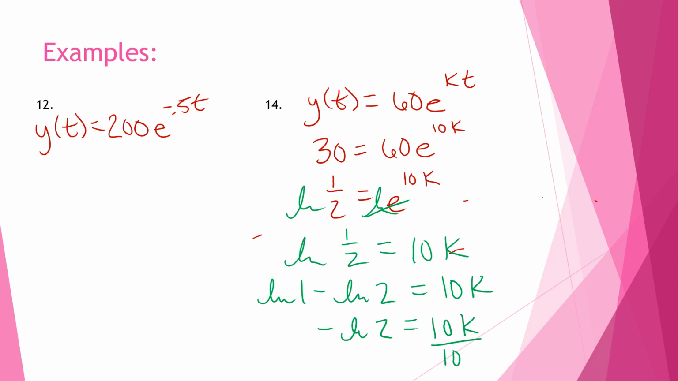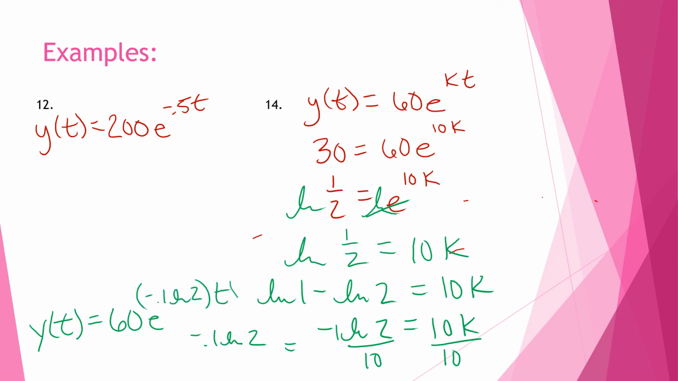Now I can divide by 10. If you look at the answers here, what they're calling k is taking the negative 1 over 10, calling that negative 0.1, and then leaving the natural log of 2. So this is actually what they're using for k. When you go back to set up your answer, it looks like y of t equals the initial 60 times e to the power of something funky like this, and that is how your final answer will look. So you're just playing around with your log rules a little bit.